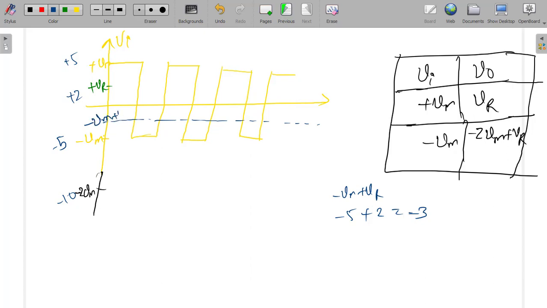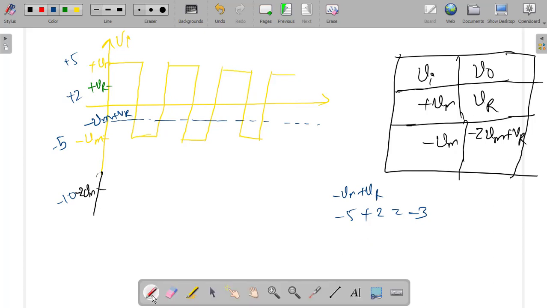Similarly, minus 2Vm plus Vr is minus 10, that is minus 2 into 5, plus Vr, which we have assumed as 2. So we will get around minus 8. Minus 8 will come between minus 5 and minus 10, something like here. So this is my minus 2Vm plus Vr.